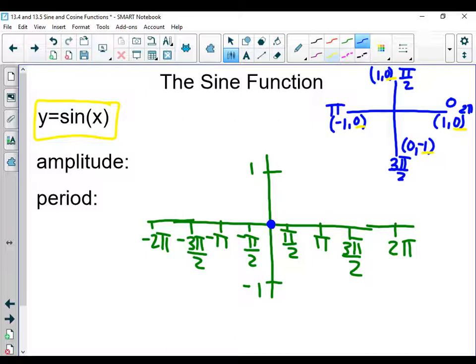Wait, I wrote that backwards, didn't I? Let me fix that one. There we go. Okay, sorry. At pi over 2, what is my y value? 1.